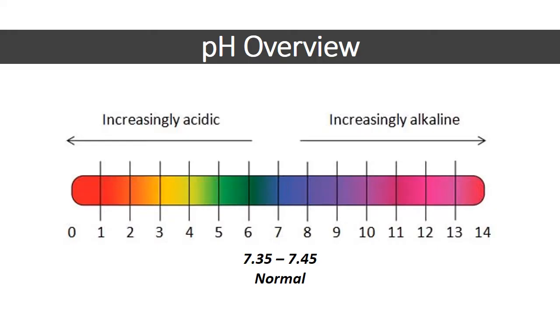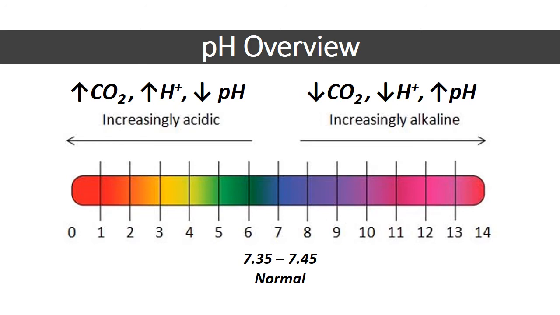As an overview for the pH scale, going from 0 to 14, our normal range is 7.35 to 7.45, whereas 7.4, that perfect medium, is the good pH for that perfectly healthy person. Their blood has a pH of 7.4.